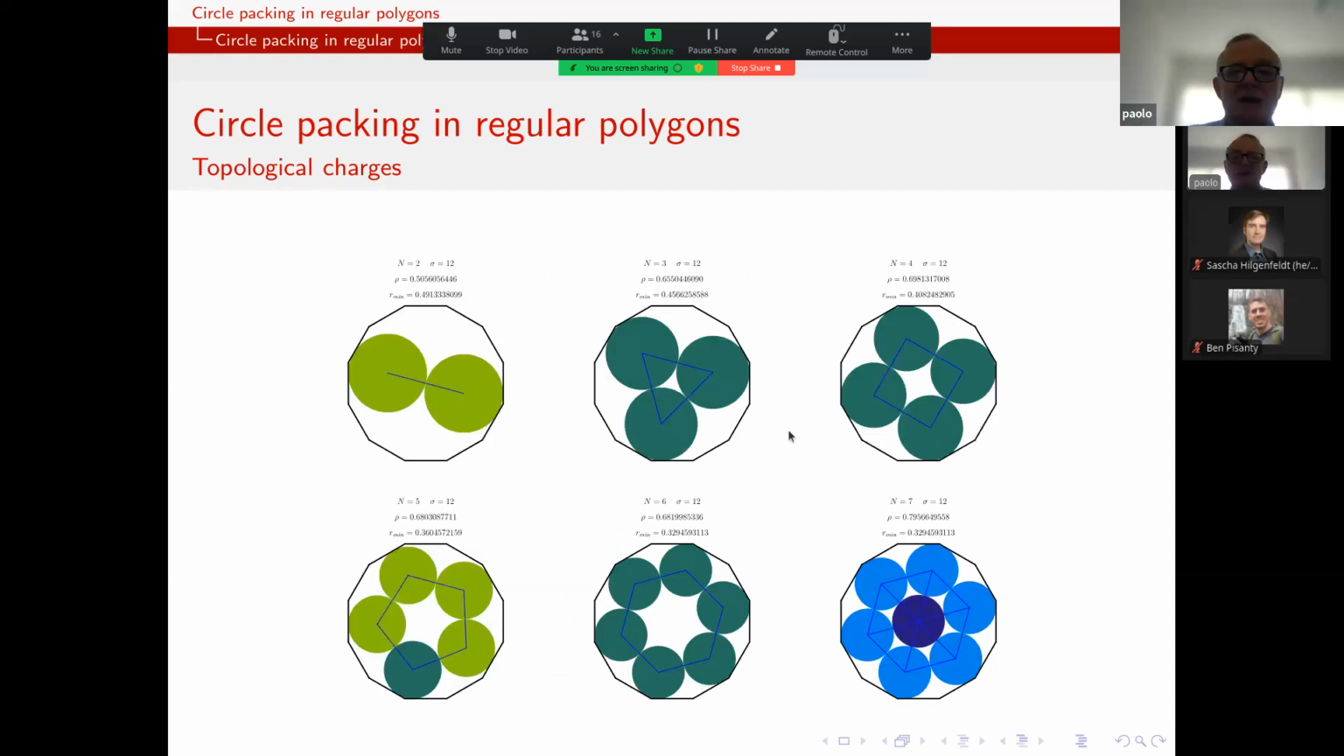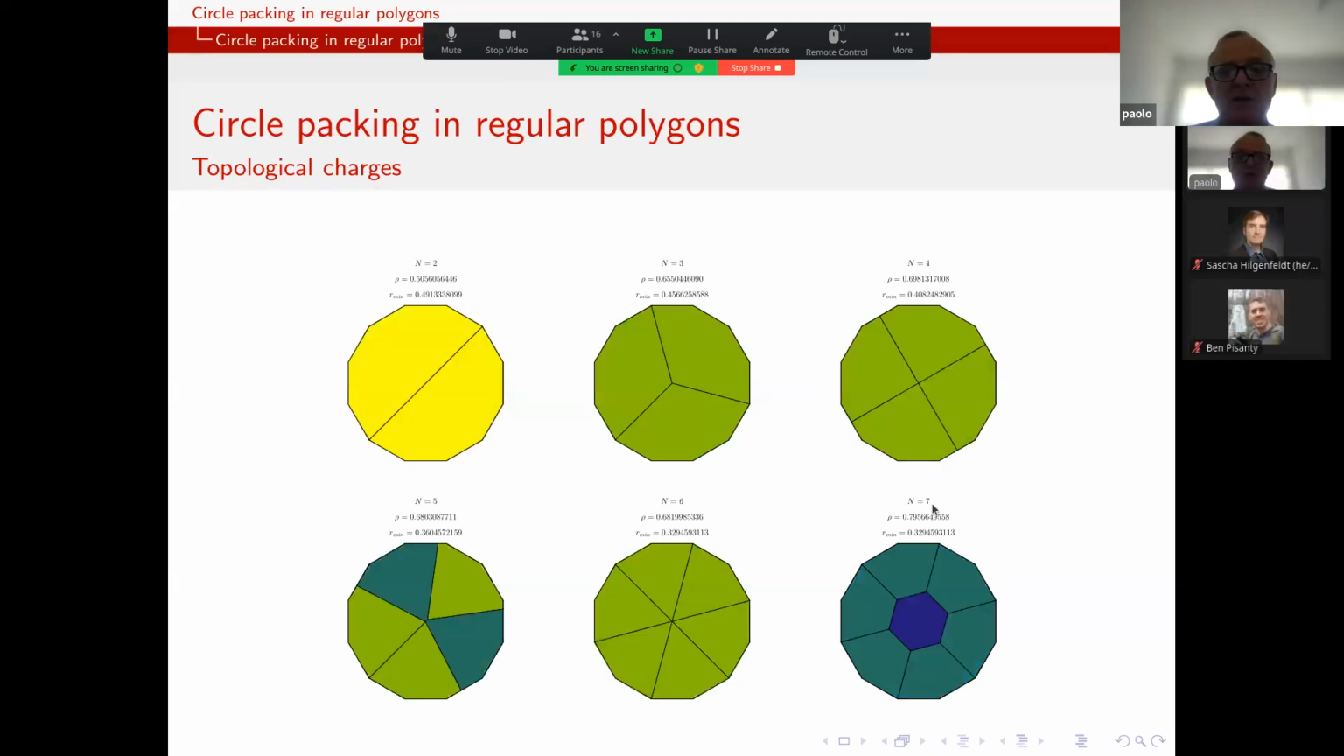So these are a few examples for the dodecagon, up to 7, and then these are the Voronoi diagrams. You can see that suddenly you have higher order vertices. Here, of course, the coloration has to do with the number of vertices of the Voronoi cell. This is a hexagon, so it is this dark blue, and these are quadrilateral.